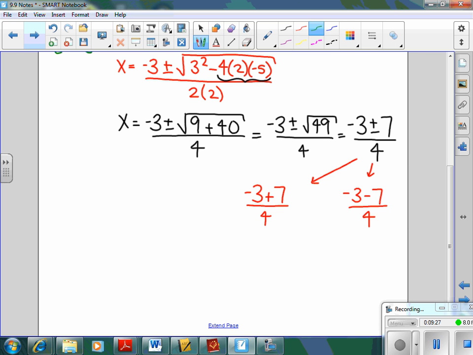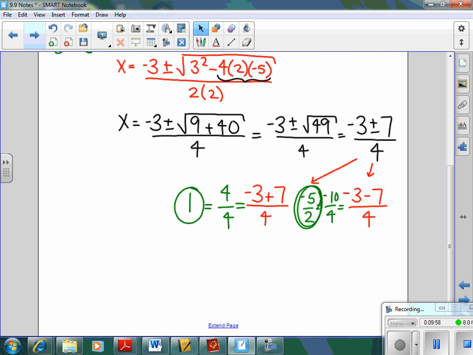So this very first one, if I add negative 3 to positive 7, I get 4. And 4 over 4 is 1. One possibility for x. Do the same thing here, I get negative 10 over 4. And a 2 can go into both of those, so we get negative 5 halves. There's another option for x. So our 2 solutions are 1 and negative 5 halves, or you could write negative 2.5. The math really isn't that difficult, there's just a lot of it.